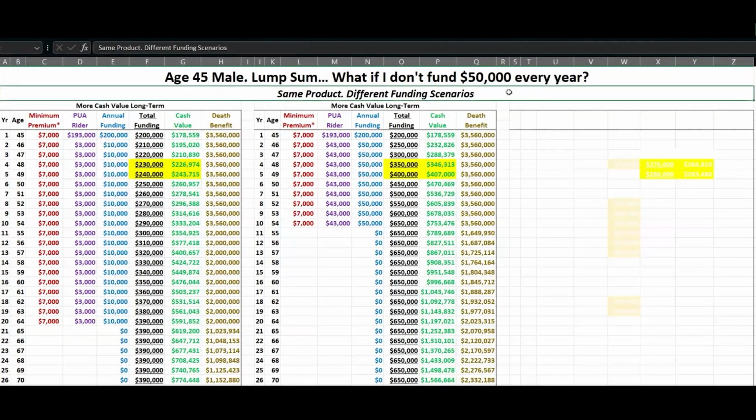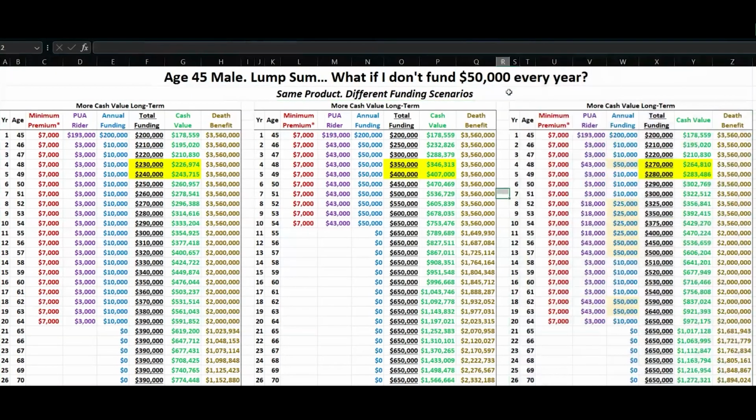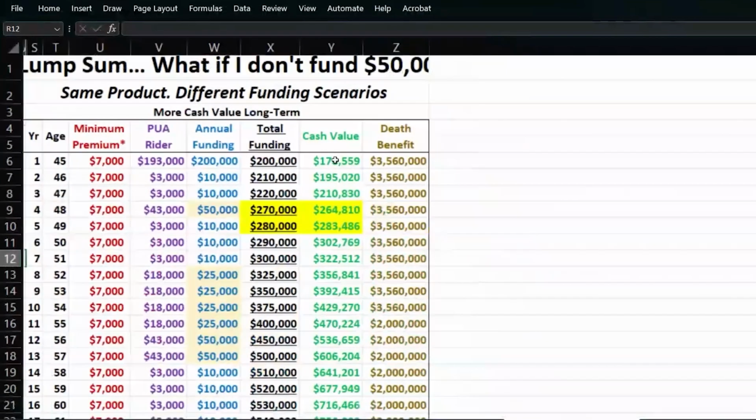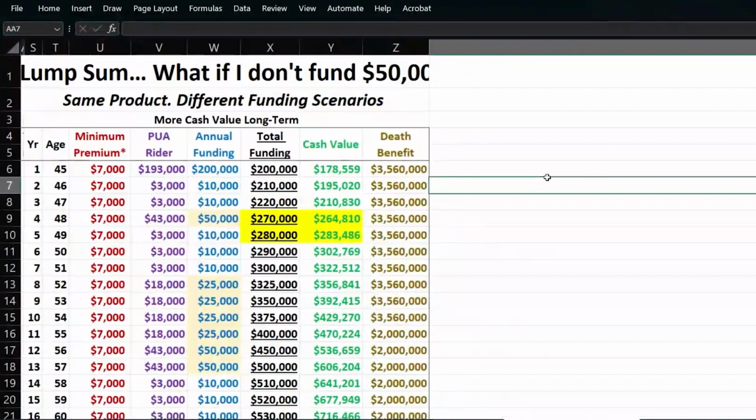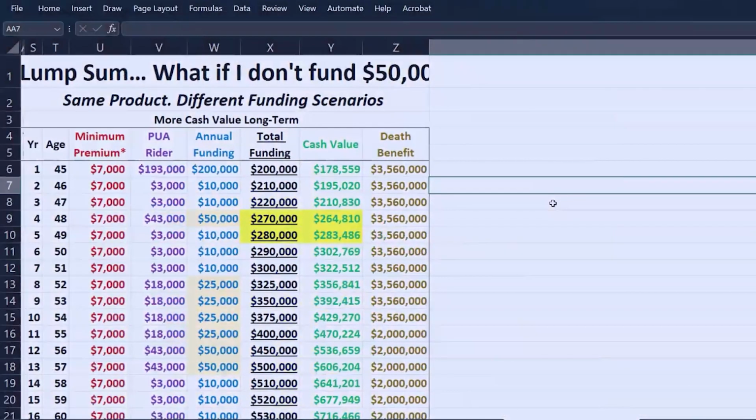How about this? Look at this guy, and what I'm gonna do is shrink this down a bit. I should say get rid of the other ones for now. All right, so what do we have here? Same policy. What's going on with the funding?